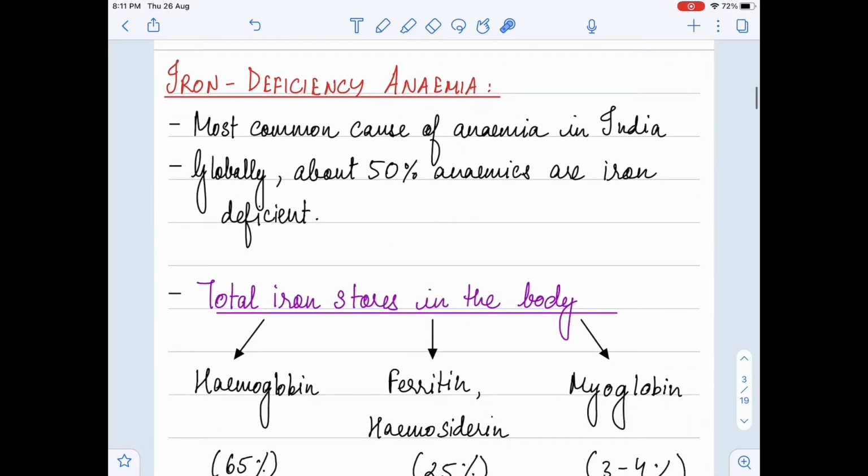Now let us come to iron deficiency anemia. So, iron deficiency anemia is regarded as the most common cause of anemia in India, and globally about 50% of anemics are iron deficient.